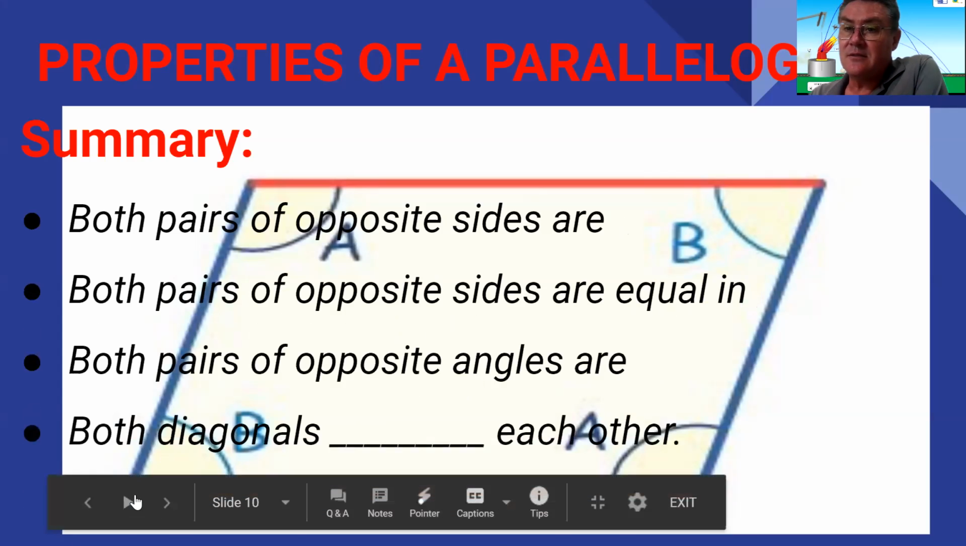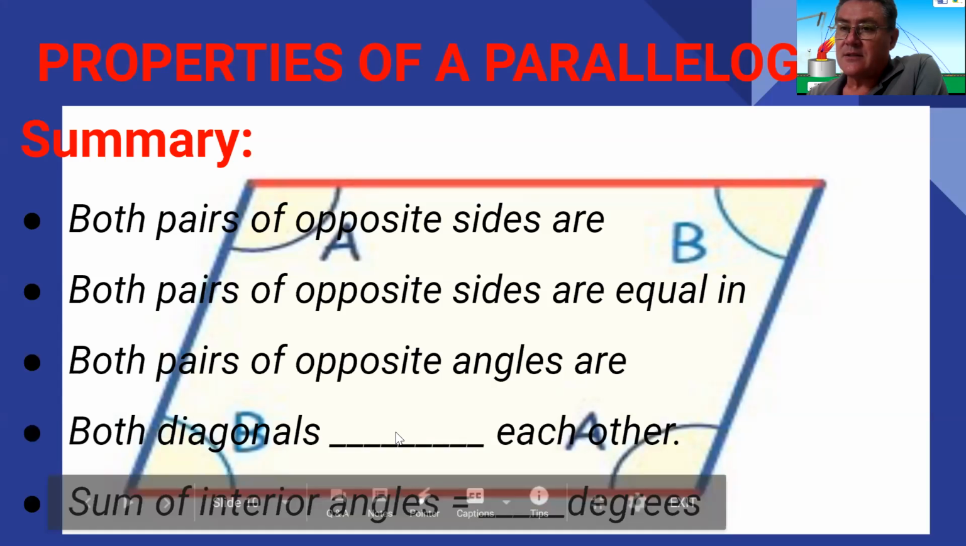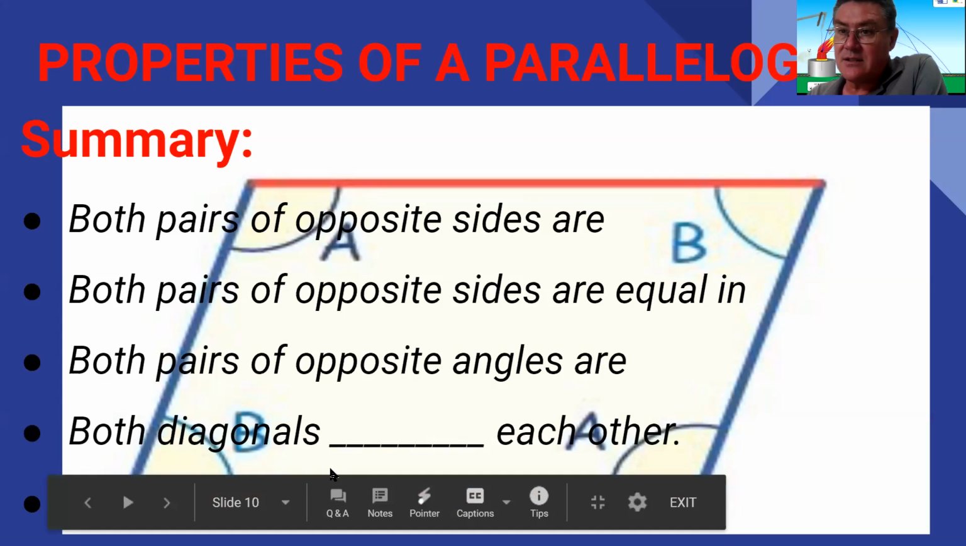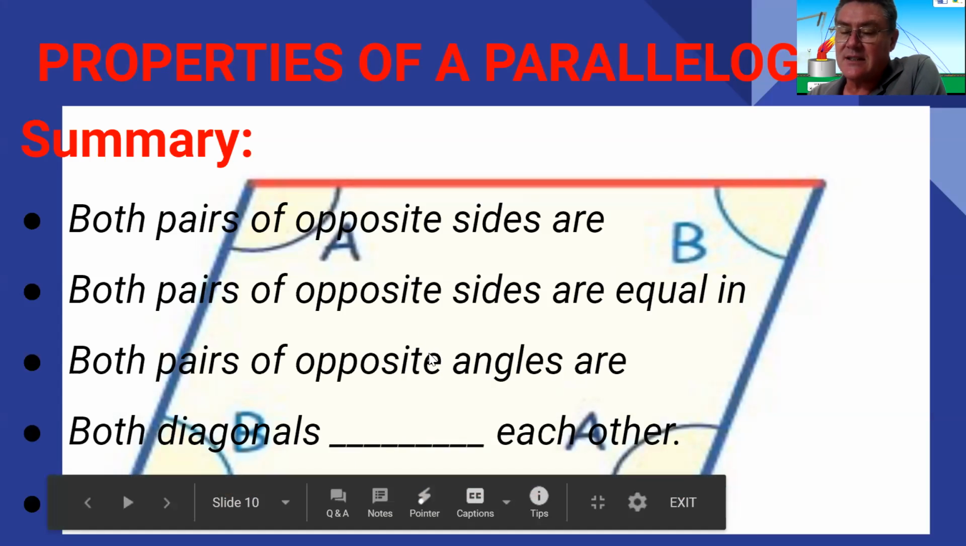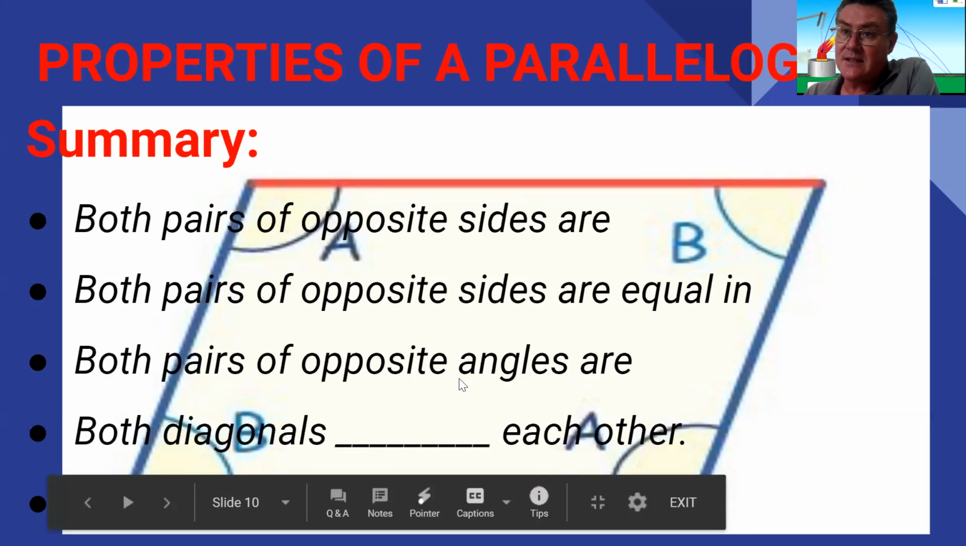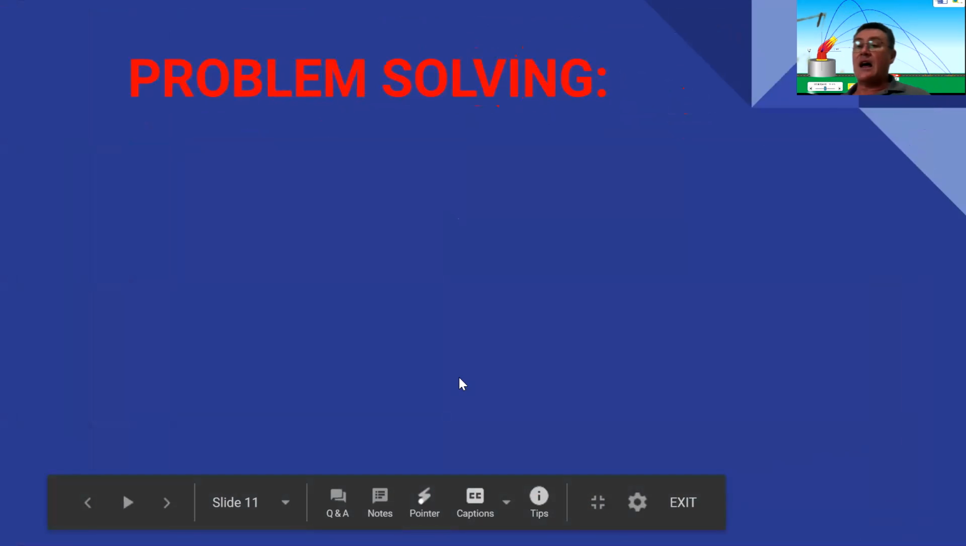Both diagonals bisect each other. So the diagonals are the same length when they've bisected, when they've cut each other, but all four halves are not equal length. And let us see if you guys understand. Keep your parallelogram, and I'm going to ask you questions to see if you understand what we've learned here.